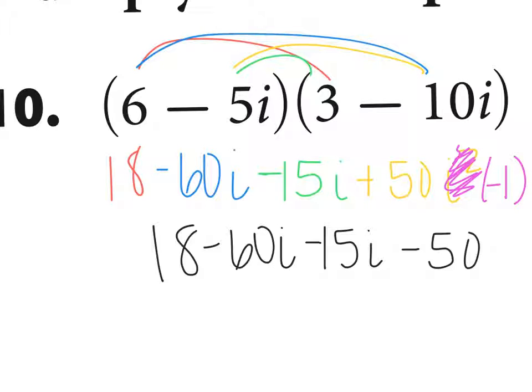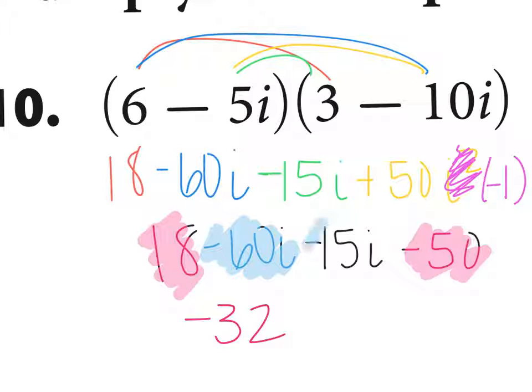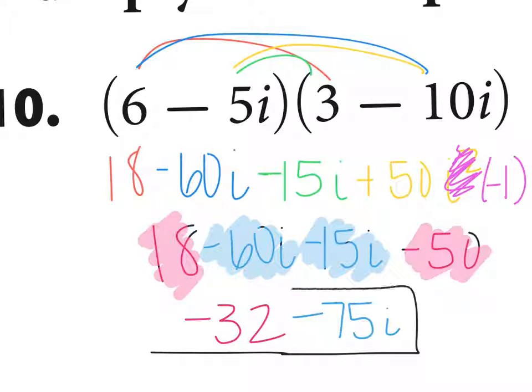And I need to combine my like terms. Well, my like terms would be my 18 and my minus 50, which is going to give me negative 32 when I combine those. And I also have my negative 60i and my negative 15i, which I can combine together, and that gives me a negative 75i. So this negative 32 minus 75i would be my final answer.